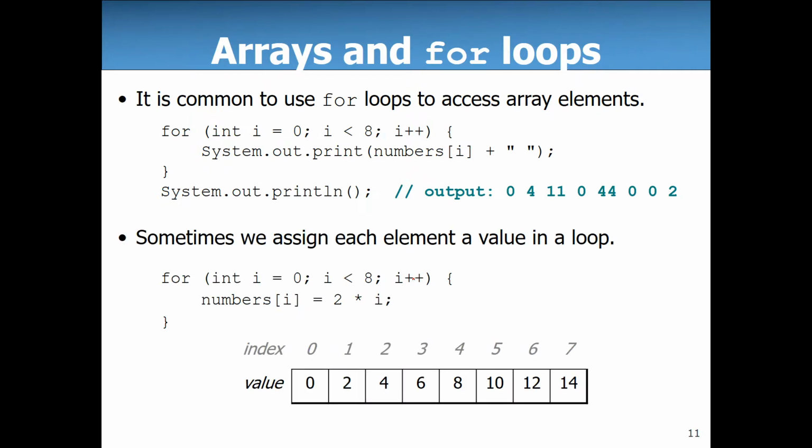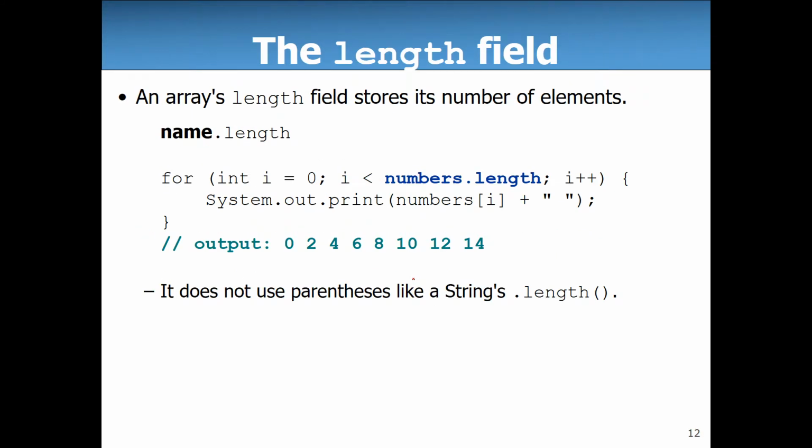Okay, typically we've already gone through this stuff. It's typical to just assign values, and use arrays and for loops together. The big thing to note is that string has a dot length with parentheses. Notice the lack of parentheses for an array. Why does Java have that? Why do arrays have a dot length with no parentheses, and strings have a dot length with parentheses?